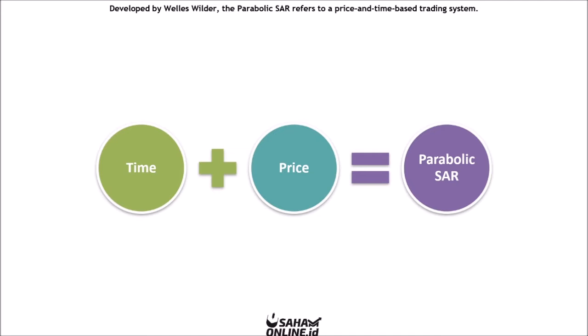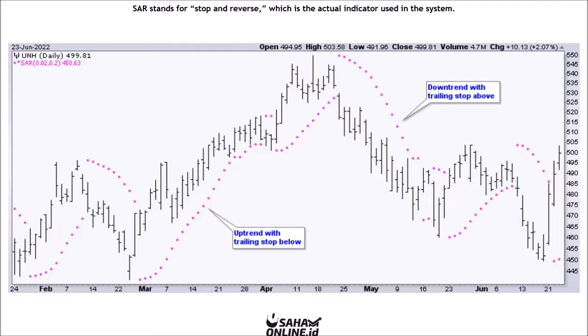Developed by Welles Wilder, the parabolic SAR refers to a price and time-based trading system. Wilder called this the parabolic time price system. SAR stands for stop and reverse, which is the actual indicator used in the system.